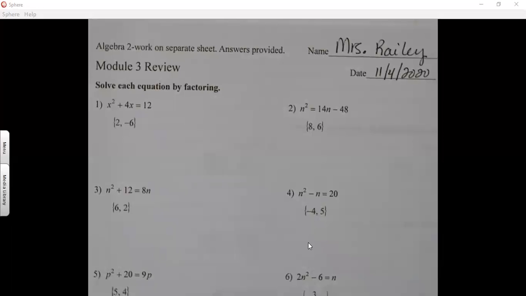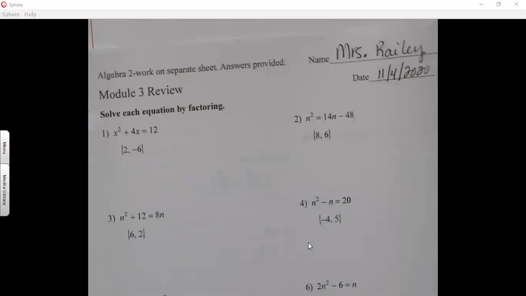Okay, so the first section, 1 through 13, the directions ask you to solve by factoring. So this whole test is only on solving quadratics. There are 3 methods: factoring, quadratic formula, and completing the square. The first whole section, we're doing factoring for the whole thing.